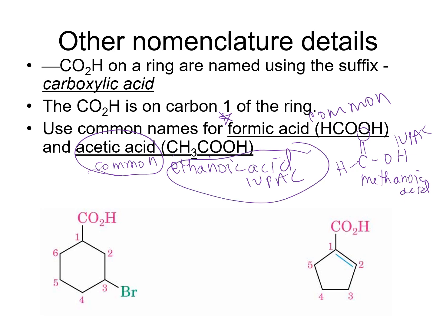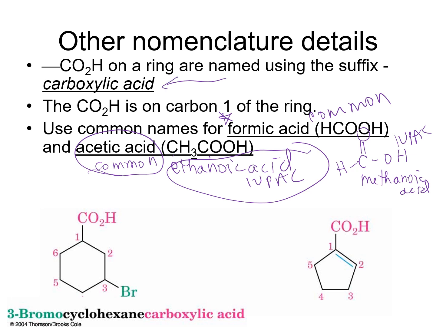So here we have a carboxylic acid on a ring. And we have a bromine also on the ring. So we have a cyclohexane carboxylic acid with the bromine on carbon 3. So 3-bromo-cyclohexane carboxylic acid. So that's one of these examples.